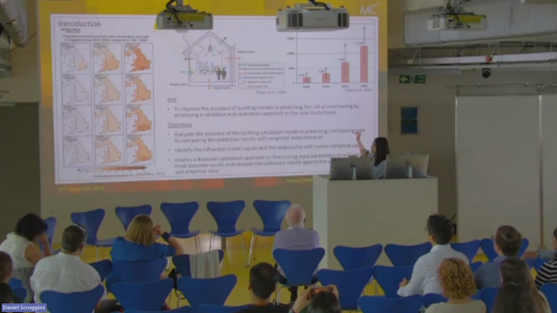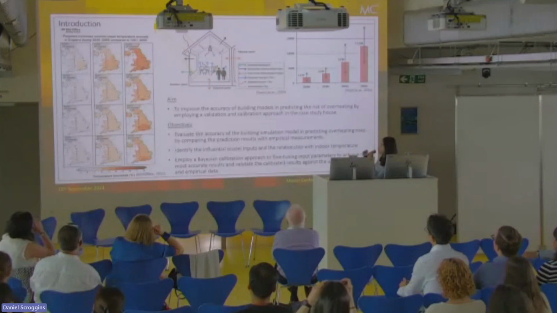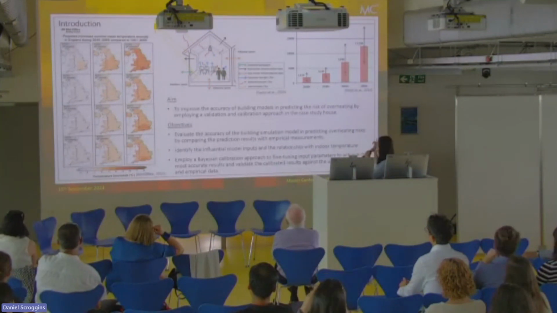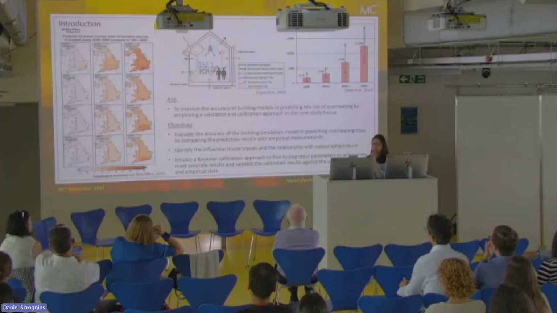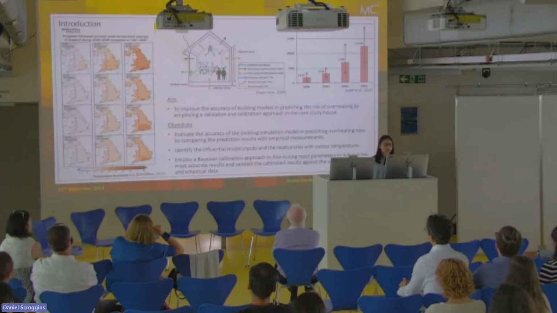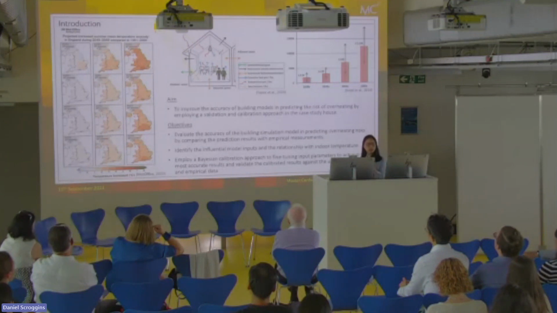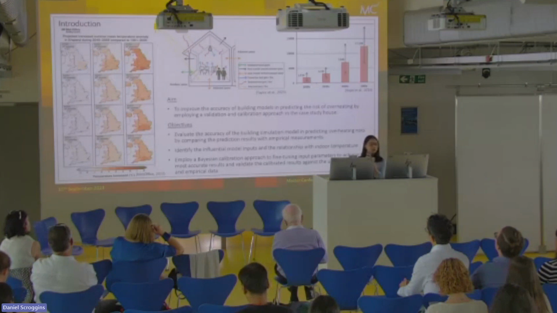And as you can see from this graph, the heat-related days in the UK, if we have no adaptation, will be significantly increased by 2050. So therefore, the aim of this study is to improve the accuracy of building models in predicting the overheating risk by employing a validation and calibration approach in the case study house, as building simulation models are usually used to evaluate the passive design strategies.